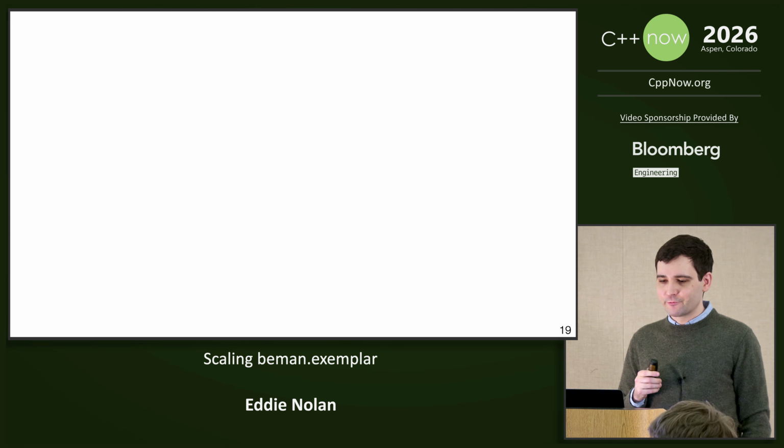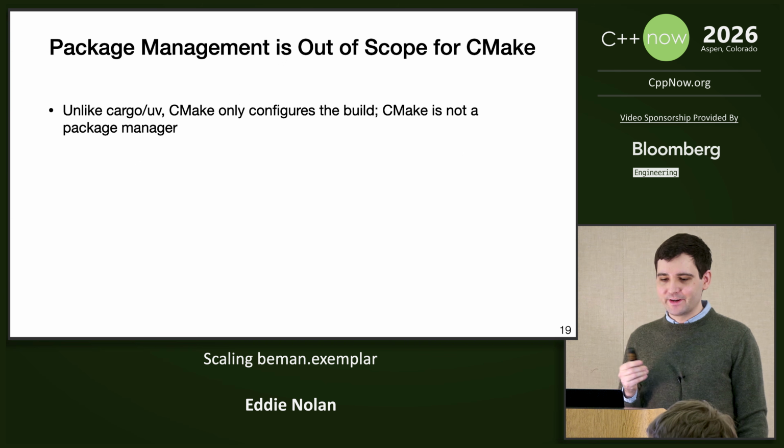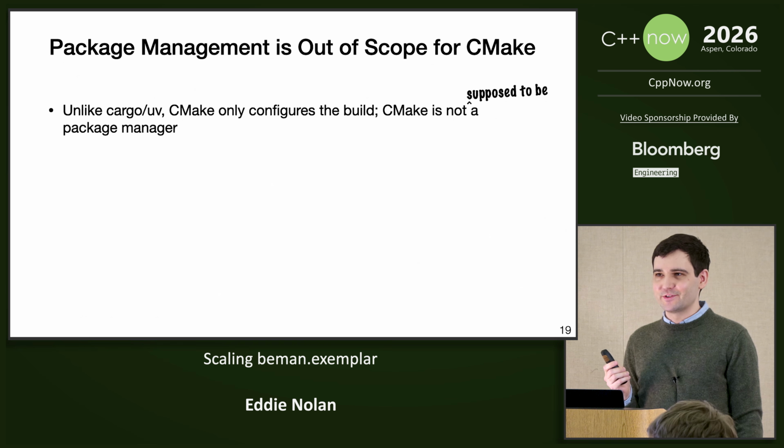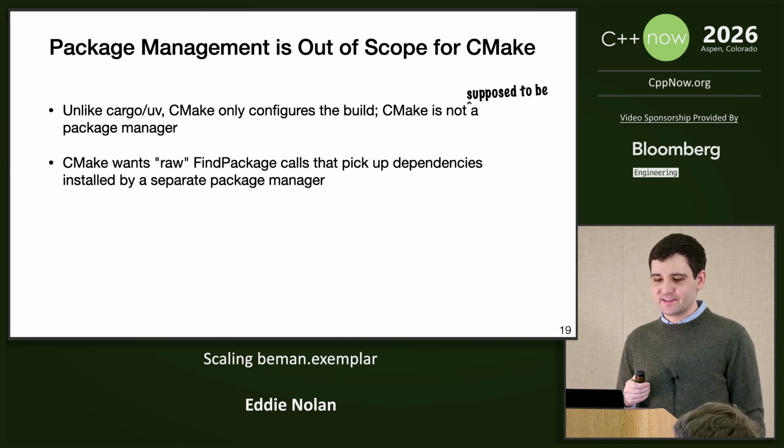Right, so the root cause of these issues is essentially that package management is out of scope for CMake. Unlike Cargo or UV, CMake only configures the build. It's not a package manager, or at least it's not supposed to be a package manager. CMake wants these raw find_package calls that pick up dependencies installed by a separate package manager.